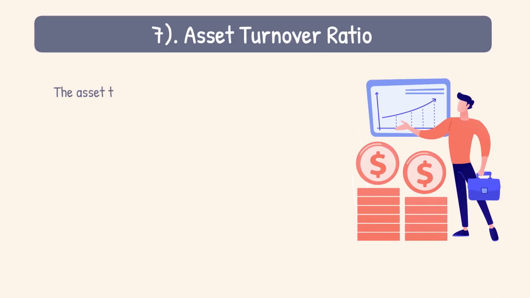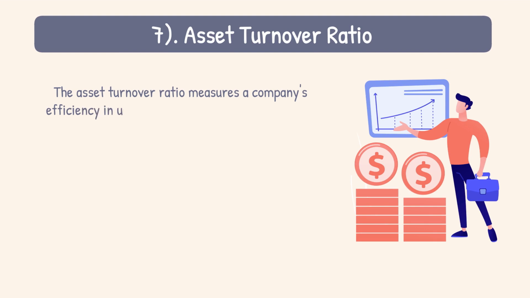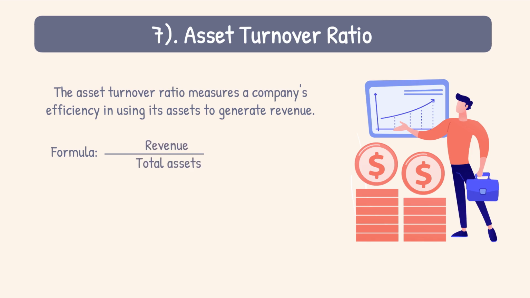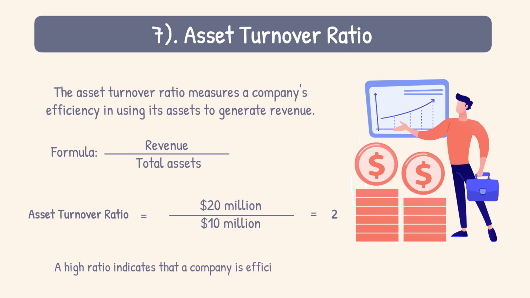Asset turnover ratio. This ratio measures a company's efficiency in using its assets to generate revenue. For example, if George Burger Joint has revenue of $20 million and total assets of $10 million, then the asset turnover ratio would be 2, $20 million/$10 million. A high asset turnover ratio indicates that a company is efficient at generating revenue from its assets.